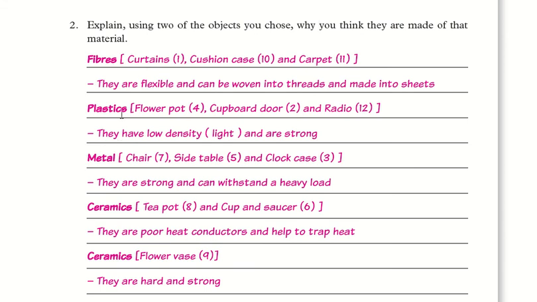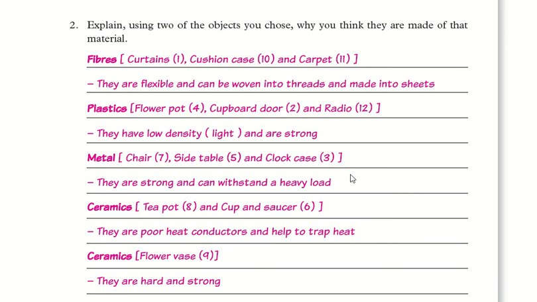Now I have a variety of answers here, so you just need to choose 2 of the objects out of the 12 in the table above. So let's say you have chosen any 2 of the objects that you have written under fiber, then you just need to explain. For fiber, basically they are flexible and they can be woven into threads and made into sheets. So that's why things like your carpet, things like your curtain, are made out of fiber. Then for plastic, why are the materials made of plastic? Because most of the time they have low density, they are very light, but at the same time plastics are very strong.